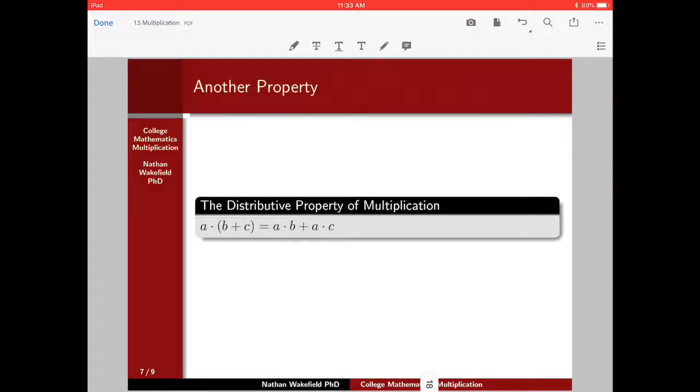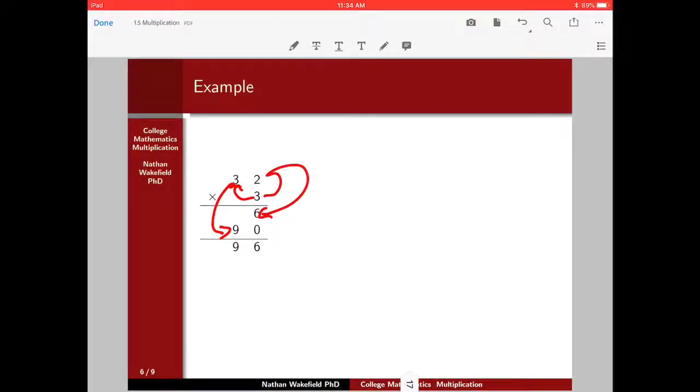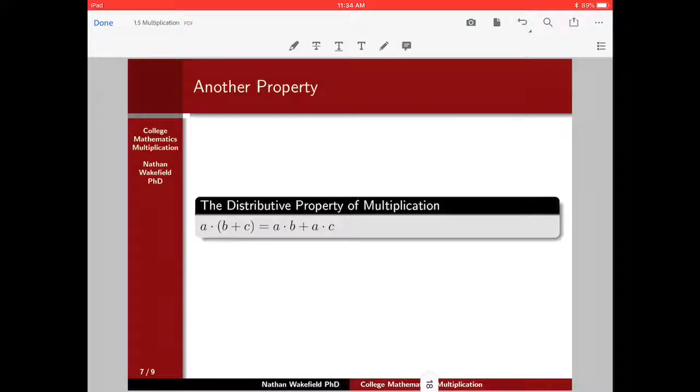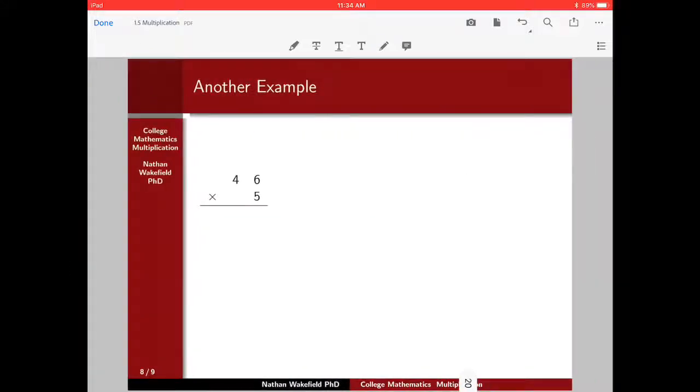What we're actually relying on is what's called the distributive property of multiplication. That is, if you have A times the quantity B plus C, that's the same as A times B plus A times C. Your standard algorithm relies entirely on the distributive property of multiplication. So 3 times 30 plus 2 is 3 times 30 plus 3 times 2, and we know that is 96.